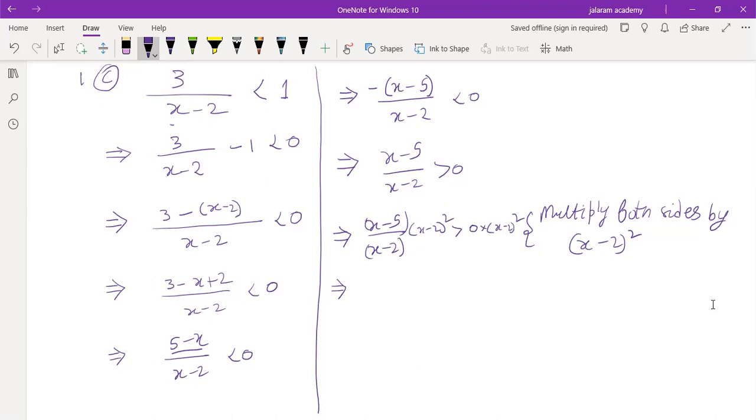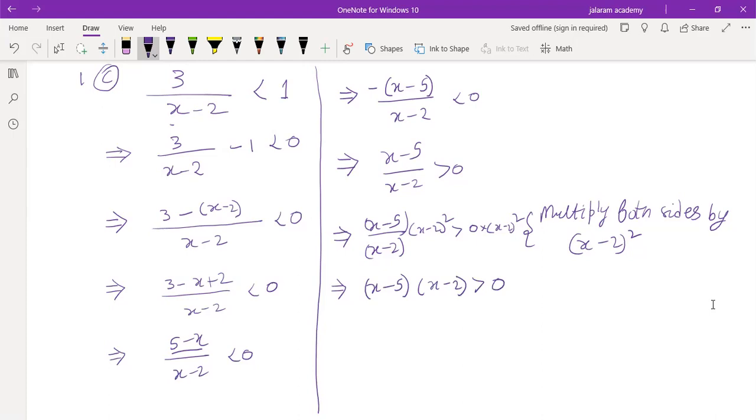So one of the x minus 2 will be cancelled out. So the next result is x minus 5 into x minus 2 is greater than 0, since 0 multiplied by something is 0. Is that clear to you?